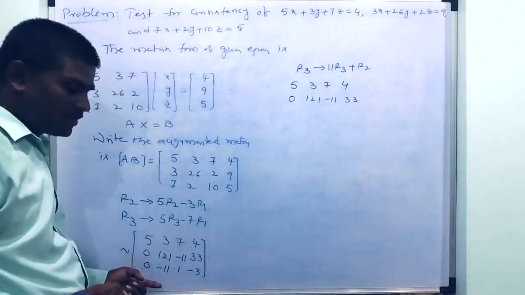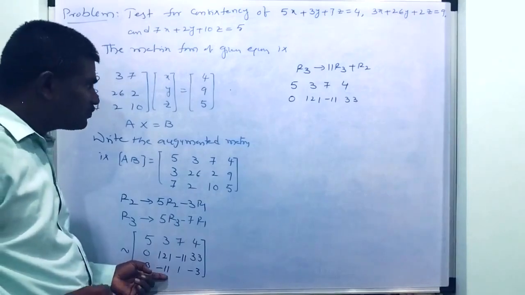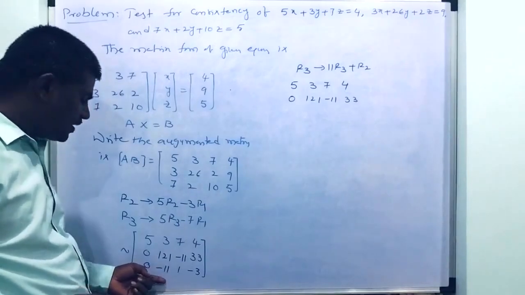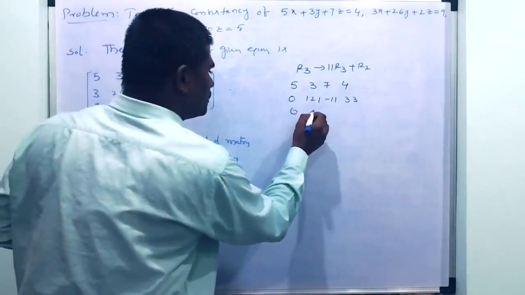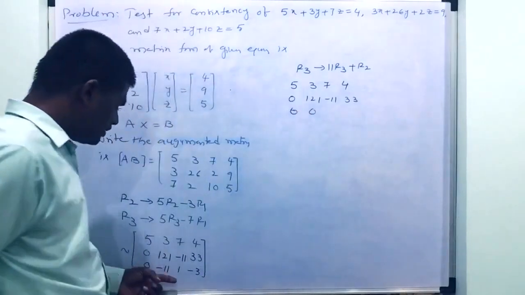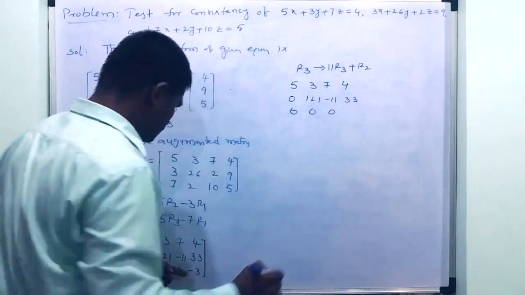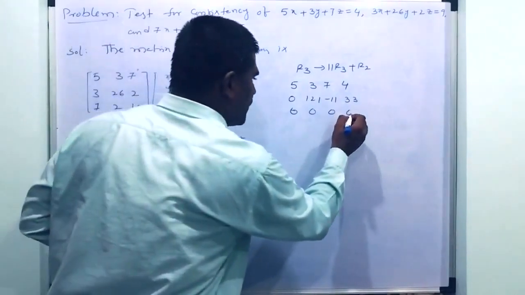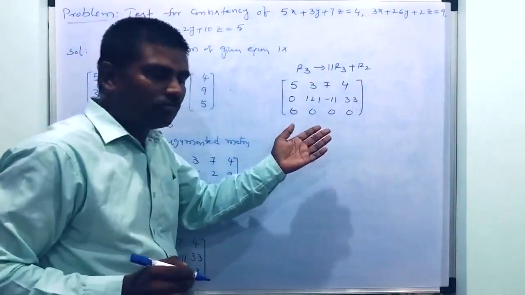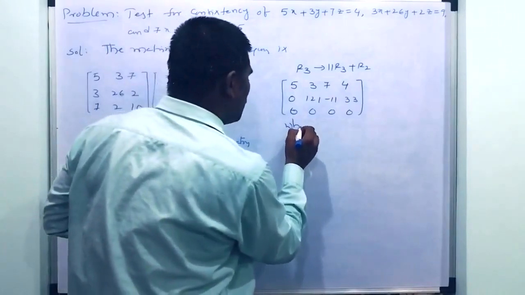And the last row becomes: you are multiplying this one with 11, so that minus 121 plus 121, these two elements are 0. 11 minus 11, 0. 30, minus 33 plus 33, again 0. Which is in echelon form.